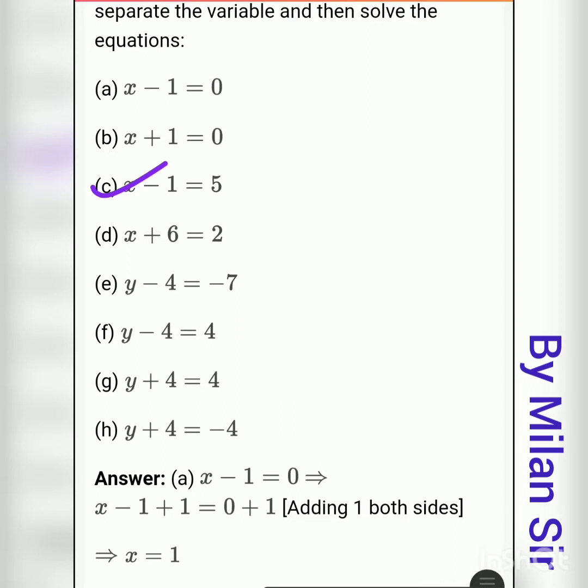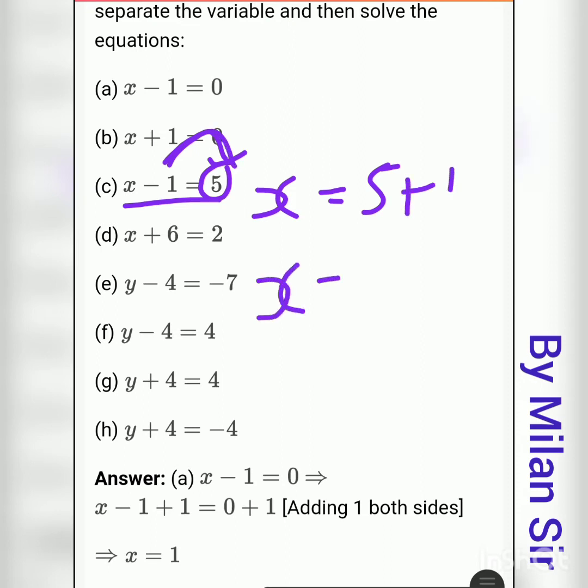Question C, x minus 1 is equal to 5. Now transfer this -1 to the right hand side. So here only x is remaining. Here we have 5 that we need to write as it is. Now -1 becomes +1 here. So x is equal to 5 plus 1, which is 6.